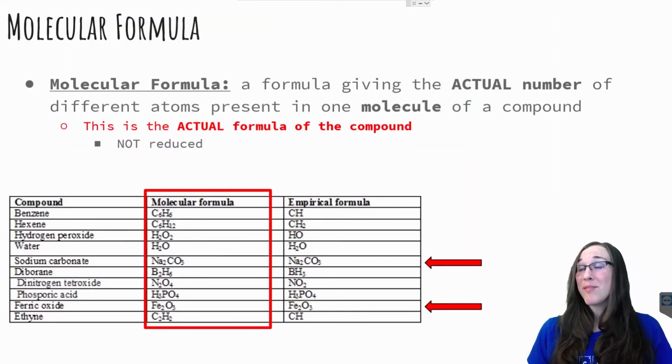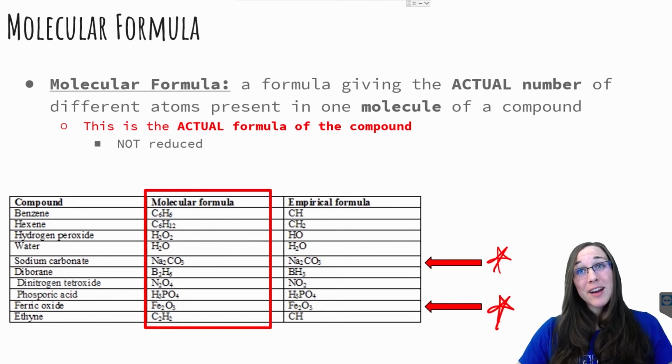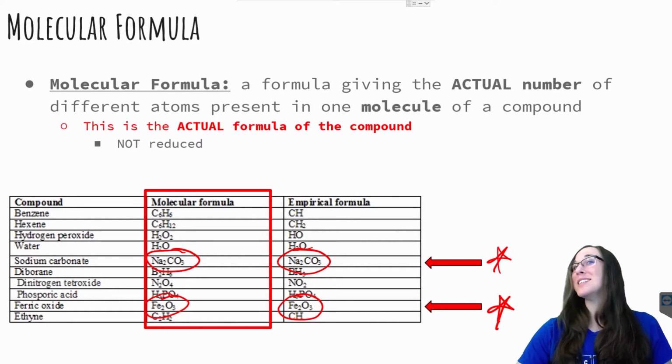As a side note and reminder from the previous lesson, notice I've drawn in these arrows right here. Those arrows are to signify the ionic compounds in this list: sodium carbonate and ferric oxide. Both of those are ionic compounds because you have a metal paired with a nonmetal in the compound. Notice that their molecular formulas and their empirical formulas are the exact same. Nothing is reduced. This is to remind you that anything that's ionic is already in its empirical formula. Therefore, it's already also in its molecular formula.